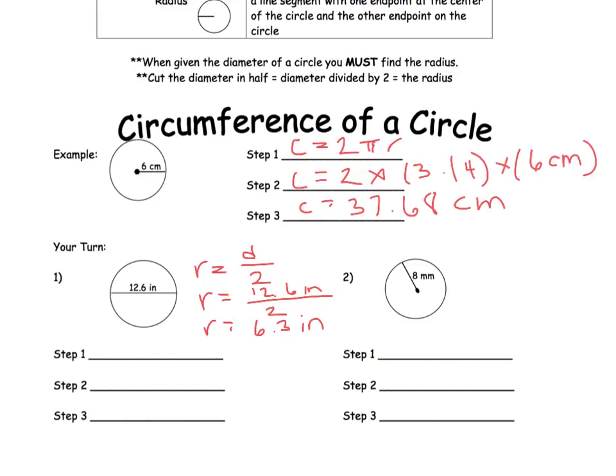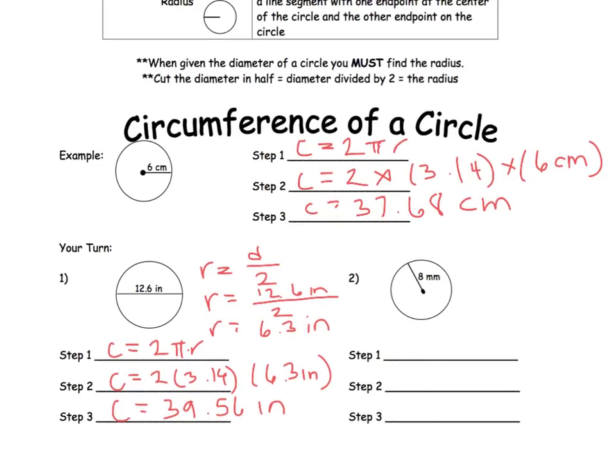Now we can solve the problem. Step 1. Your formula for circumference is C equals 2 pi r. Step 2. C equals 2 times 3.14 times 6.3 inches. Step 3. C equals 39.56 inches. Now it's your turn. Pause the video and try example number 2 on your own.